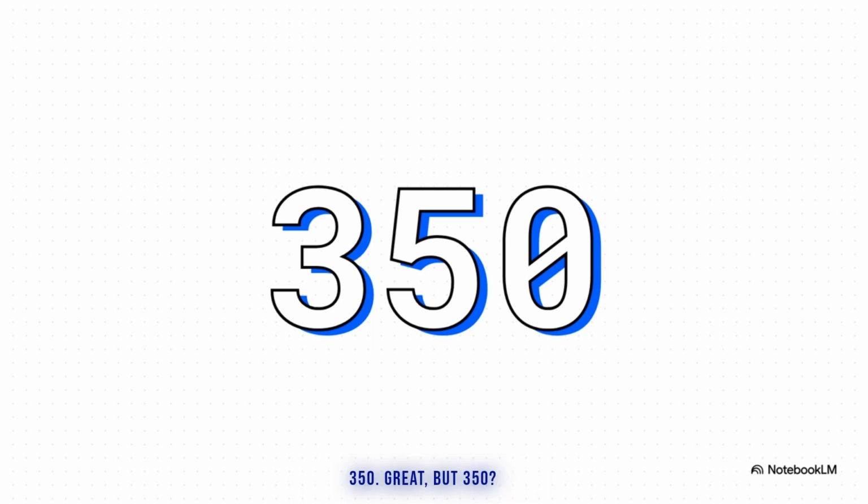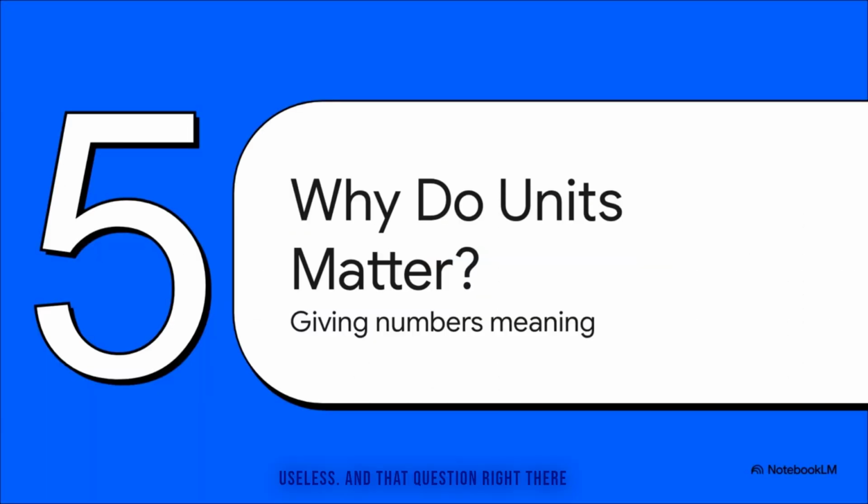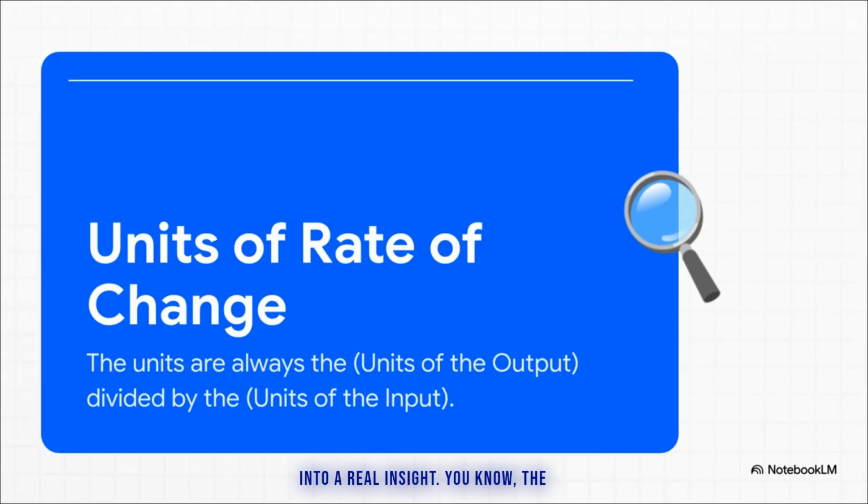Great, but 350 what? 350 potatoes? 350 light years? By itself, this number is totally useless. And that question right there brings us to something that is so important, but people forget it all the time. The units. Units are what turn a boring old number into a story, into a real insight. The rule for figuring out the units is actually dead simple. It's always the units of your output, your vertical axis, divided by the units of your input, your horizontal axis. Remember our first example? It was miles on top, hours on the bottom. That gave us miles per hour.